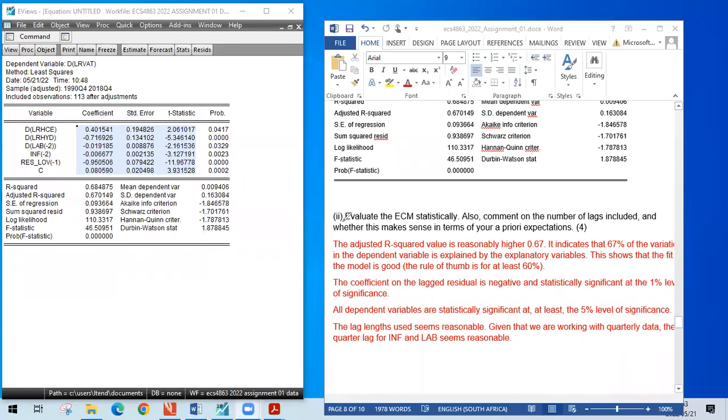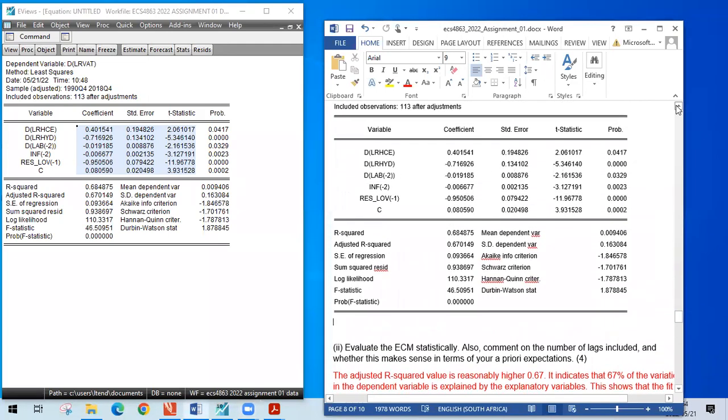At this part of the question, evaluate the ECM statistically. How do you do it? You look at the importance of ECM. And I said the first one is it helps us in finding the relationship between the variables, whether the variables have significant relationships in the short run or not. What do you look at? You look at your T statistics, isn't it? Do you remember that?